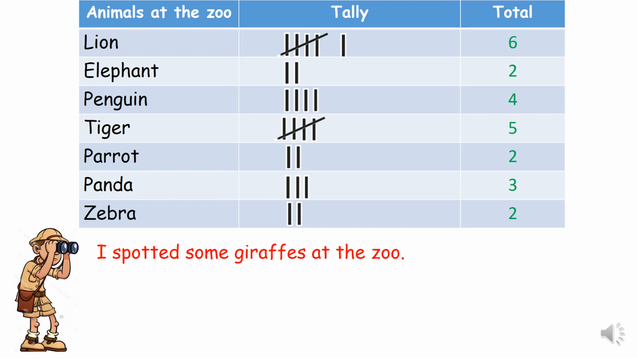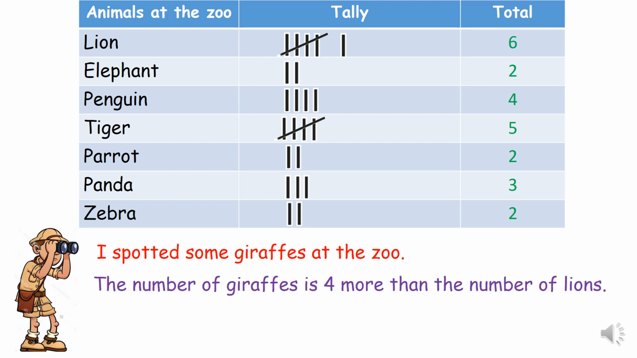Oh, I also spotted some giraffes at the zoo, so I want to add this to my tally chart. The number of giraffes is 4 more than the number of lions. So we need to work out the number of giraffes that I spotted. My problem tells me it was 4 more than the number of lions. The number of lions was 6. I saw 6 lions and I saw 4 more of those giraffes. So my number sentence is 6 plus 4, which equals 10. This means that I saw 10 giraffes.